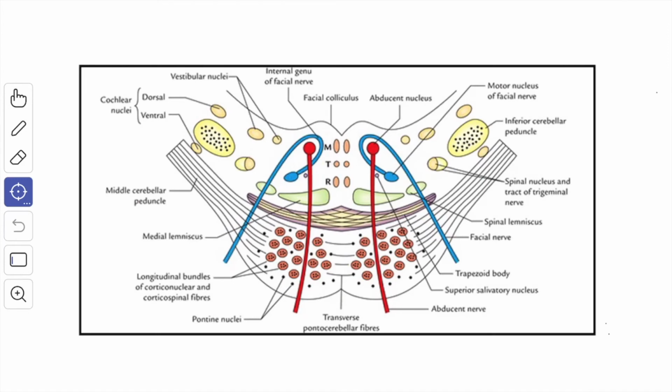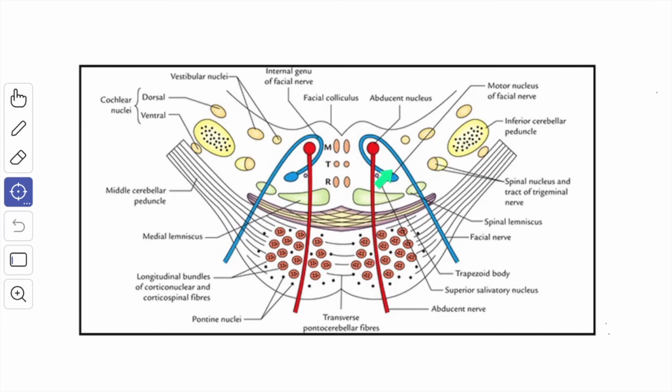So this is the transverse section of the lower part of the pons. Here you can see the facial nerve nucleus. It is situated in the lower part of the pons, in the ventrolateral part of the tegmentum. It lies in line with the motor nucleus of the trigeminal nerve. Its position is anterolateral and caudal to the abducens nerve nucleus. It lies medial to the nucleus of the spinal tract of the trigeminal nerve.